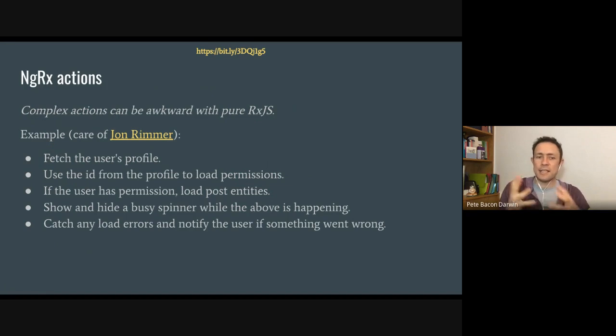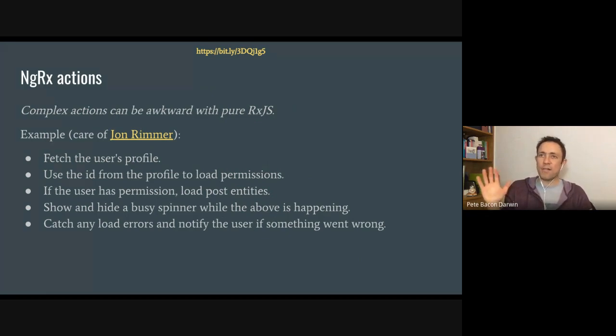He had this example, which is that he wants to go and get a user, which is an async operation, and then use the ID from the user to load some permissions, and then based on those permissions decide whether he wants to load some entities. And then all of this time he wants to have a spinner running while it's doing all of this work, and if there are any errors he wants to catch those.